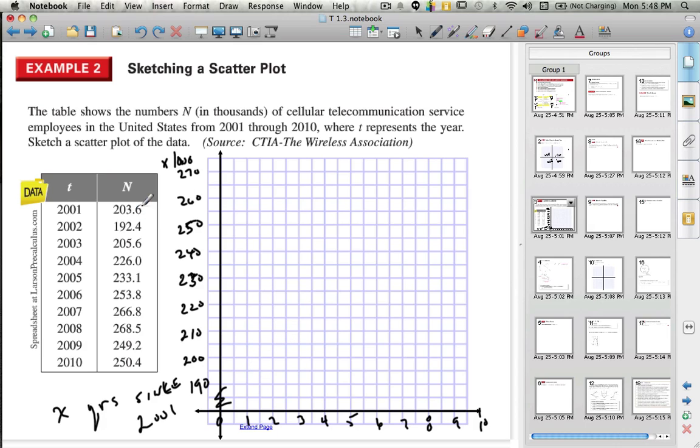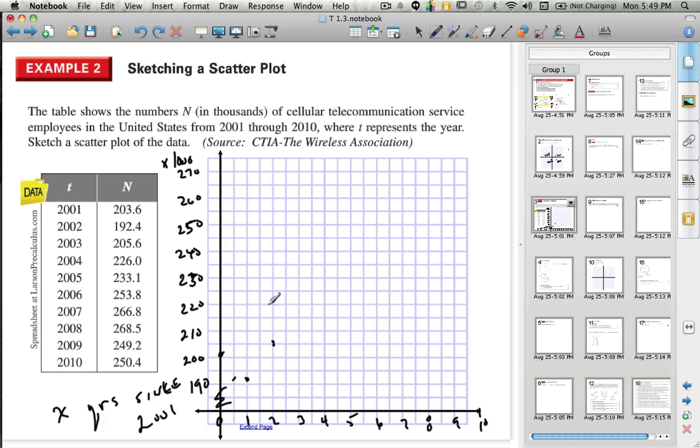So my first year was at 203.6, so it was just a little bit over 200. And then the first year since 2001, we were down to about 192 some odd. That would be about here. The second year, we were at about 205. That would be right about here.